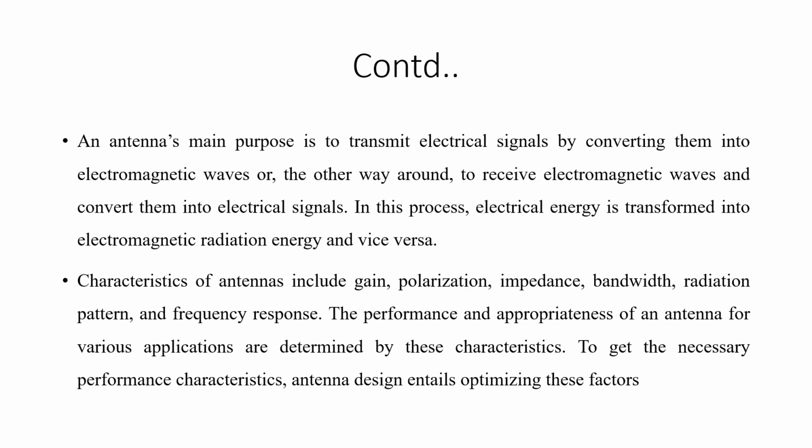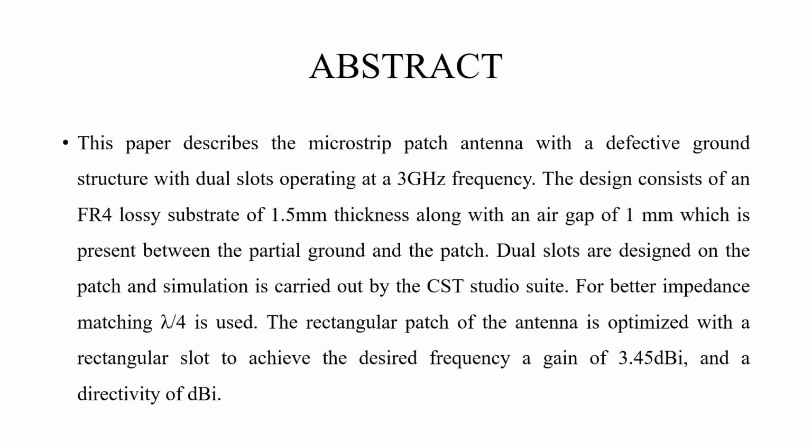systems. An antenna's main purpose is to transmit electrical signals by converting them into electromagnetic waves, or the other way around, to receive electromagnetic waves and convert them into electrical signals. In this process, electrical energy is transformed into electromagnetic radiation energy and vice versa. Characteristics of antennas include gain, polarization, impedance, bandwidth, radiation pattern, and frequency response. The performance and appropriateness of an antenna for various applications are determined by these characteristics. To get the necessary performance characteristics, antenna design entails optimizing these factors.